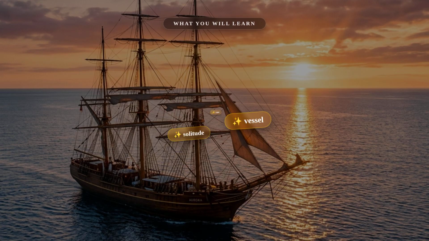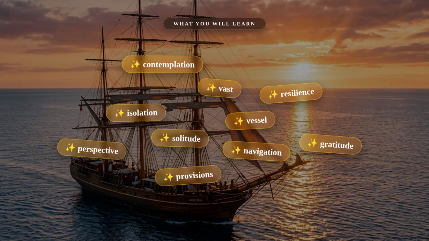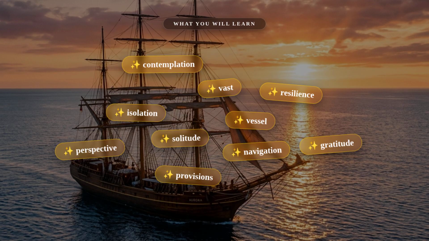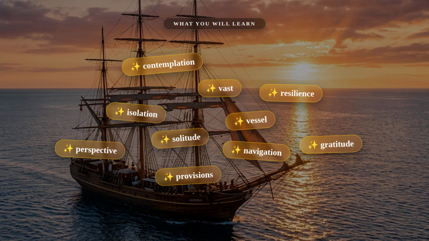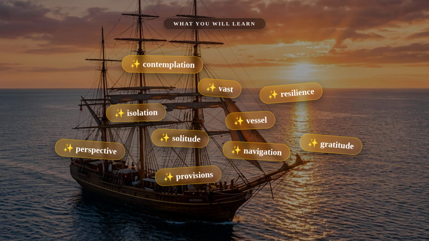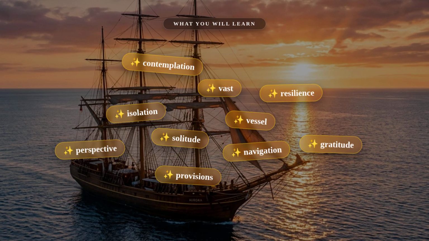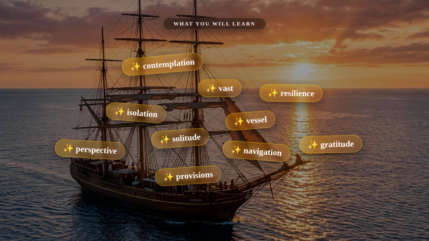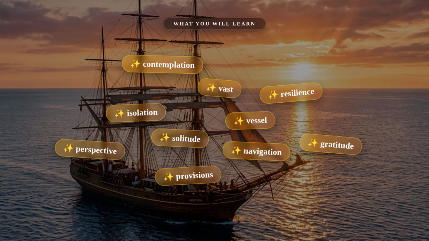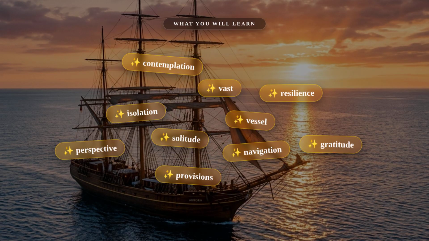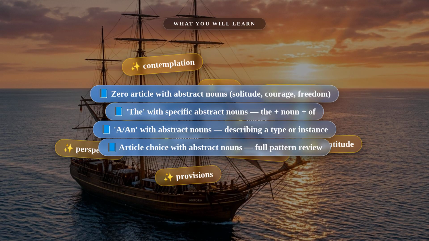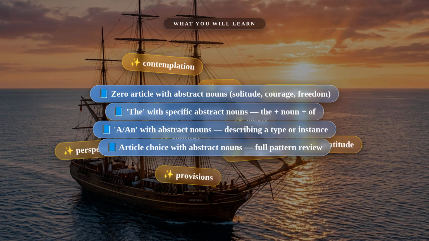In this lesson, a sailor named Marco sets off alone across the Atlantic Ocean. It is a story about the sea, but also about what we discover when we are completely alone with our thoughts. By the end of this lesson, you will know 10 new vocabulary words, and you will understand a grammar topic that confuses many English learners: how to use articles with abstract nouns. When do you say courage, the courage, or a courage? This lesson will make it clear.